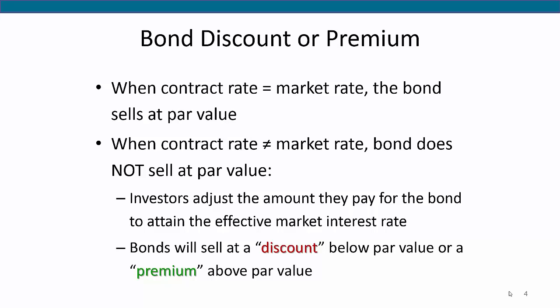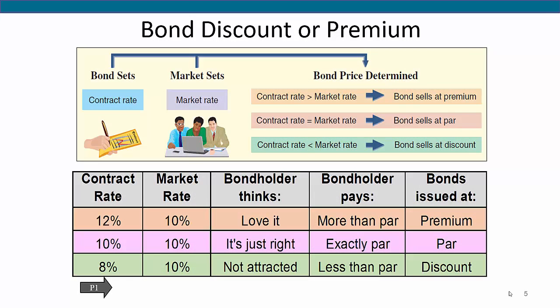Remember, we are talking about an investment marketplace. Investors have choices about what investments they'll buy. The difference between par value and the amount of cash the bond sells for is called a discount or a premium.